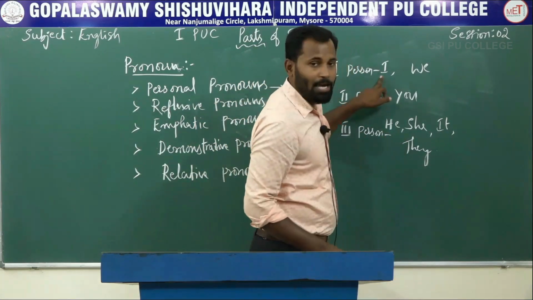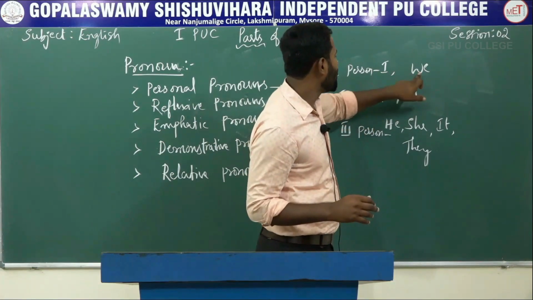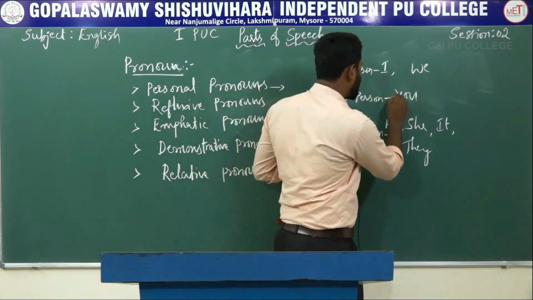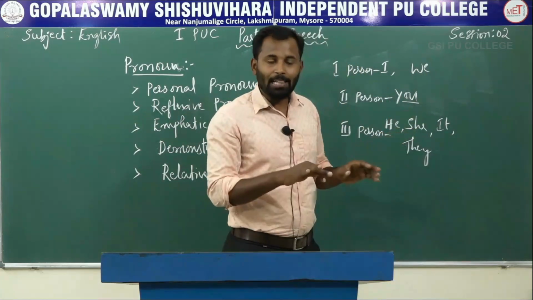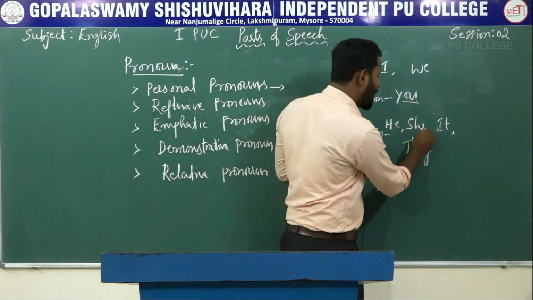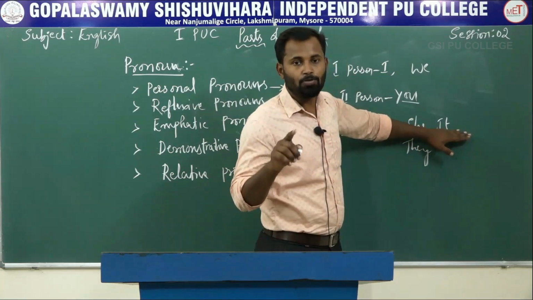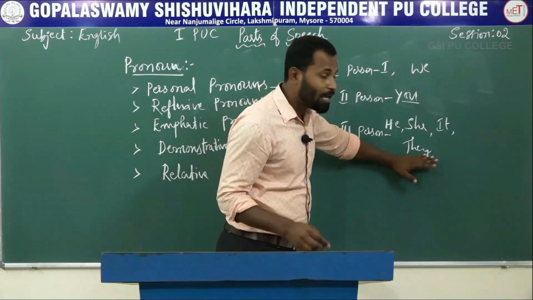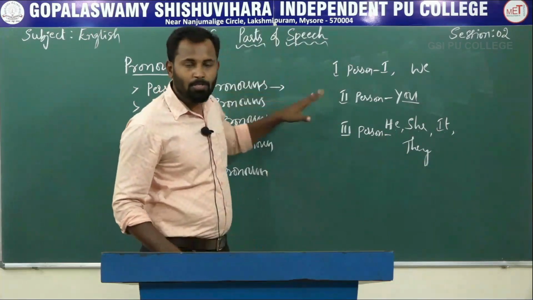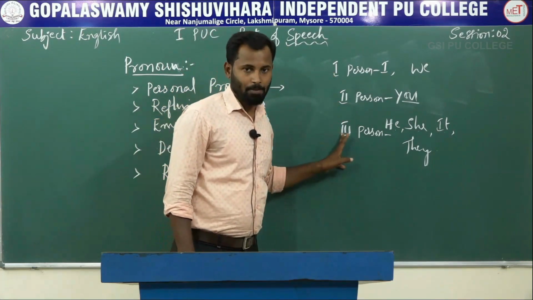Here I is singular pronoun whereas we is plural. So I and we come in first person, I is singular, we is plural. Whereas in the second person, you is both singular and plural. In third person, you have he, she, it. These three, he, she, it, are the singular pronouns in third person, whereas they is the only plural pronoun in third person. Personal pronouns come under three persons, first person, second person, and third person.